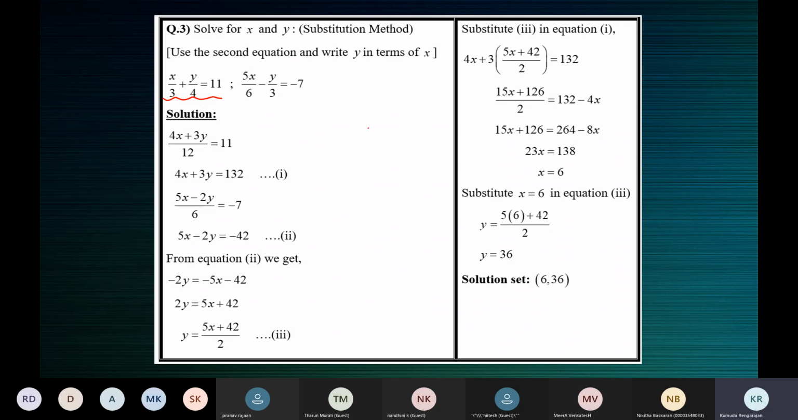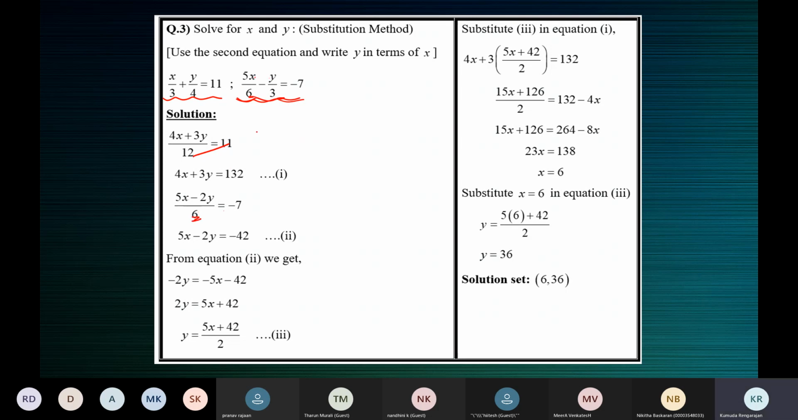Let 1 by x be a, let 1 by y be b. Numbers are fine. You just have to take the LCM like this. Cross multiply and we have the equation 4x plus 3y is equal to 132. Similarly, in the second equation also we have 6 and 3 in the denominator. So take the LCM. The LCM of 6 and 3 is 6.